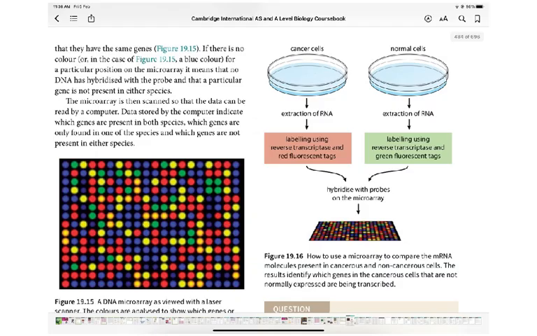Then this is a picture of what we see, the different green and red and the yellow spots. And then of course I've explained this to you here. We've got a cancer cell and a normal cell and the RNA, and then the labeling, and then the hybridization with the probes. The words, please understand: hybridize with probes on the microarray.